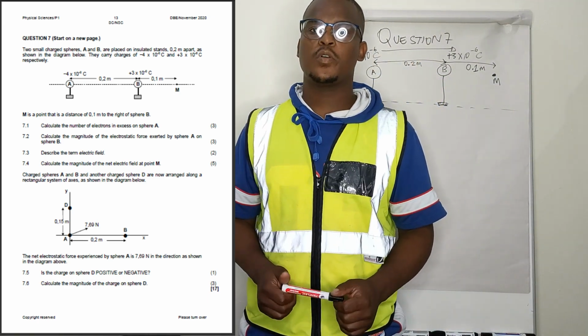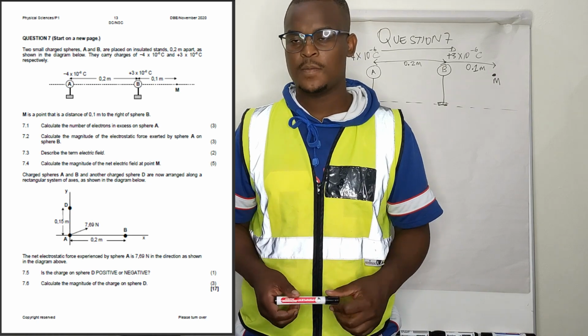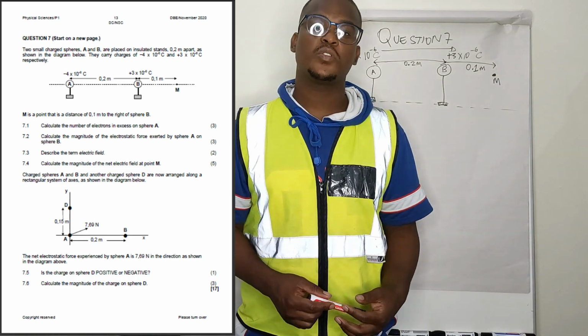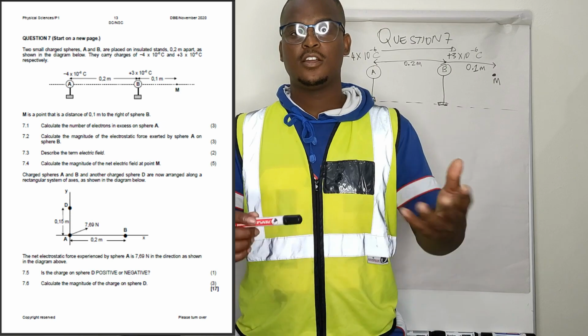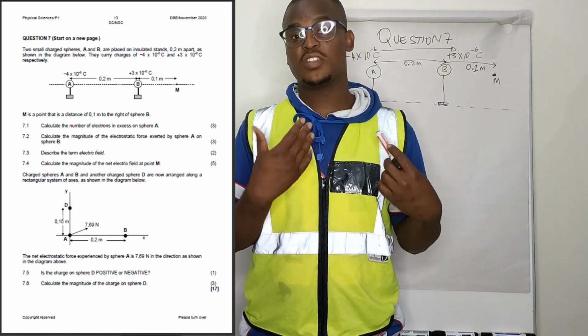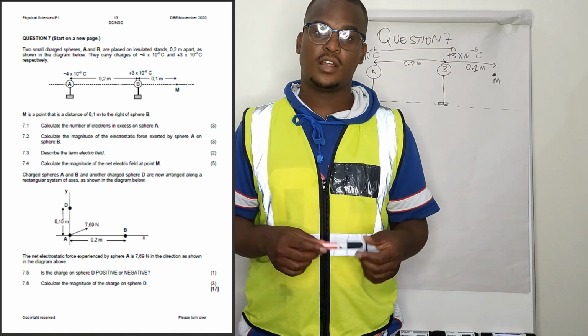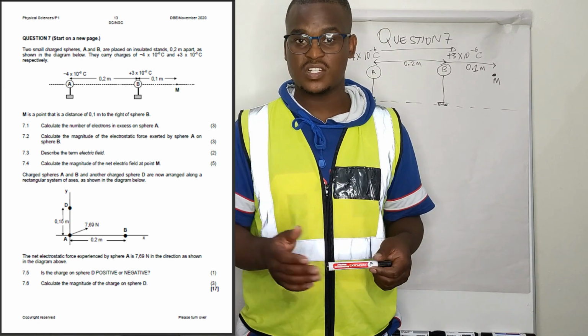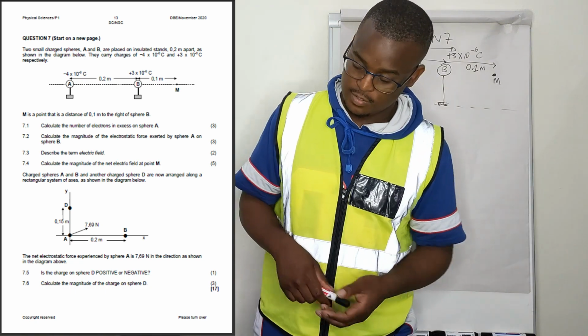So in this video I'll be doing question 7, which is the electrostatics of the November 2020 question paper, physical sciences. So let's get moving. I'll read the question like I always do. I'll show the question so that you can pause and read for yourself in case you want to do the question first, or you're not happy with my reading.